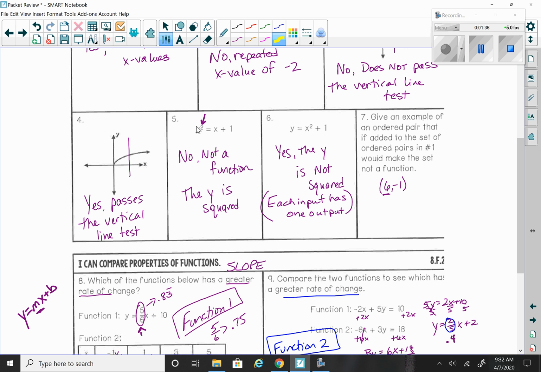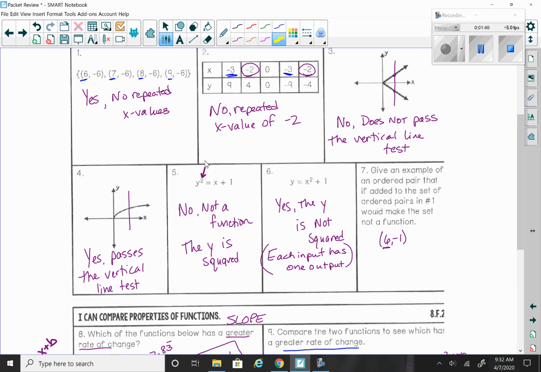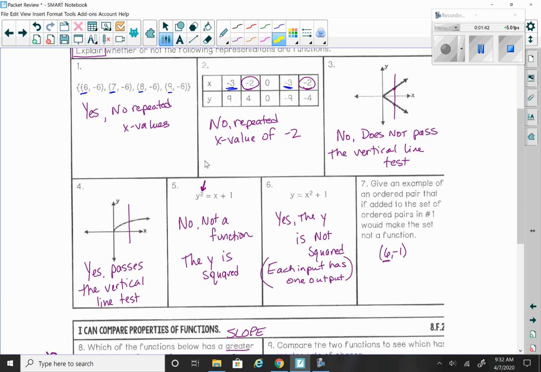Number 7 says to give an example of an ordered pair that, if added to the set of ordered pairs in number 1, would make the set not a function. So you want to give me an ordered pair that has a repeated x value. So you want to give me an ordered pair that has an x value of either 6, 7, 8, or 9. So I just randomly chose (6, -1) as an example. But again, your answer could look different than mine as long as you have an x value of 6, 7, 8, or 9.